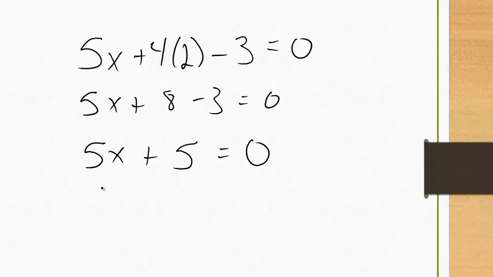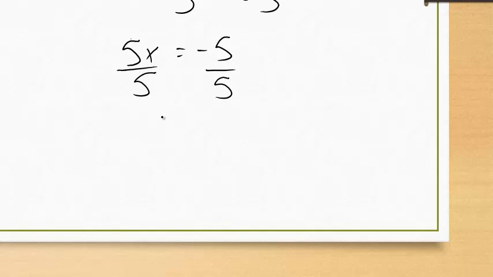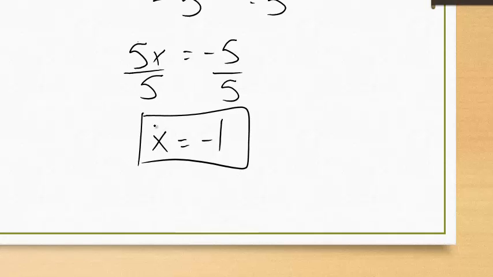Now we want 5x by itself, so we're going to subtract 5 from both sides. So we have 5x equals negative 5. Now we want x by itself, so let's divide by 5. X equals negative 1. Now we've solved for x, y, and z, and we are done.